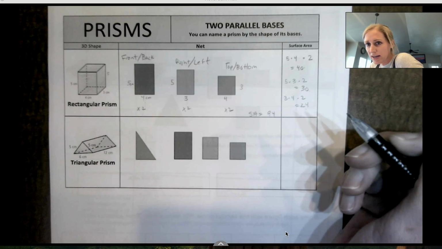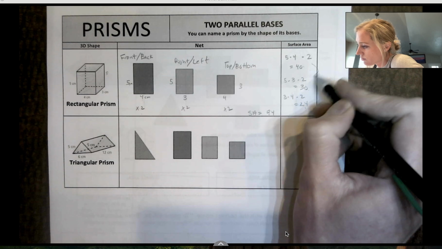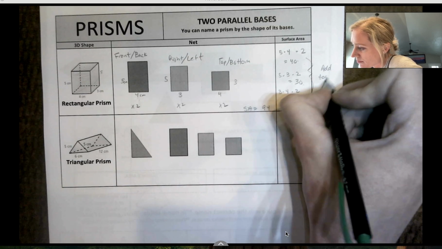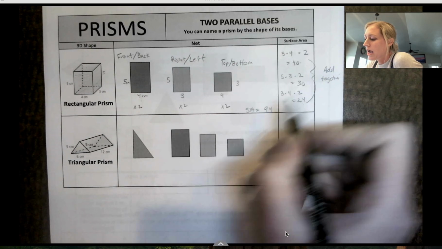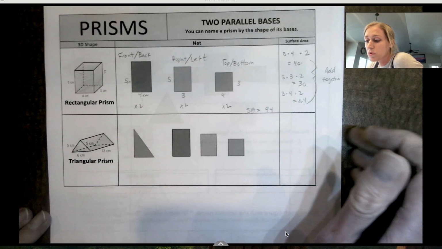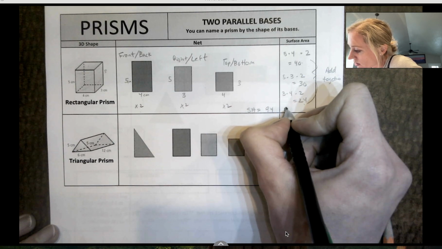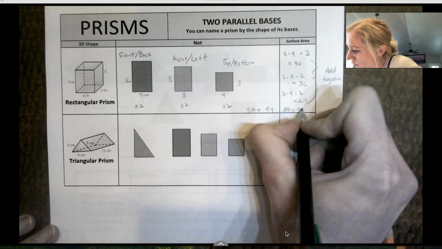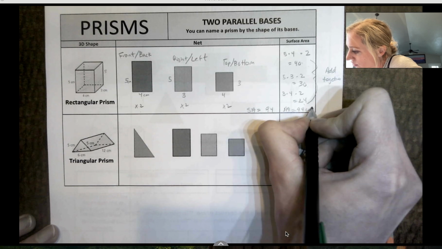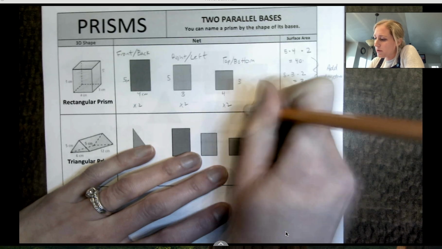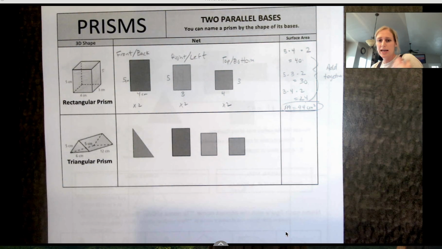This is an area, so we're adding those together. Okay, and this is an area, so our units are still square units. So this is going to be, sorry, I'm going to write this actually over here. Surface area is 94 centimeters squared. Okay, all right. Now we're going to do this triangular prism.